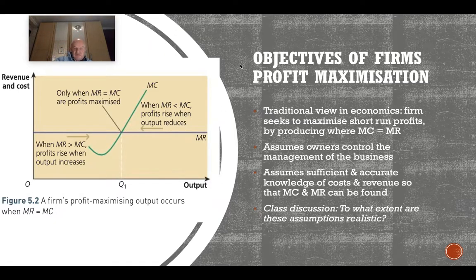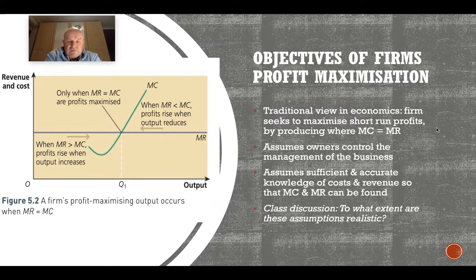The traditional view in economics, as we've mentioned, is that the firm is going to seek to maximize short-run profits. Okay, and effectively that will mean they will keep producing until the point at which marginal cost equals marginal revenue. Okay, so remember, marginal cost is the cost of producing one extra unit, and marginal revenue is the revenue generated by that one extra unit.